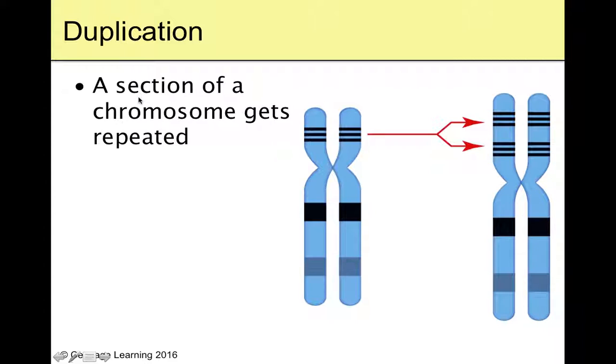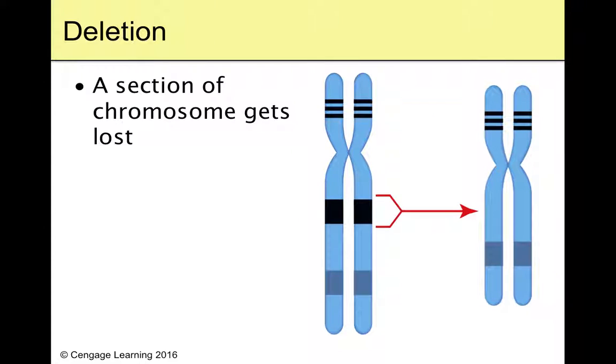So here's duplication. The section of the chromosome gets duplicated. And so here you have this band of genes and this band of genes. And for whatever reason, when it went through replication, it made a second set of those same genes. The chromosome is much longer now, and it has this duplicated set. And some species are pretty tolerant of those kind of changes, but humans tend to not be.